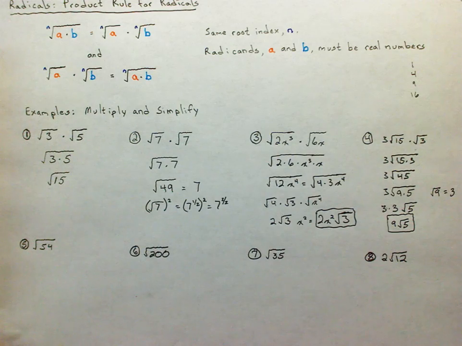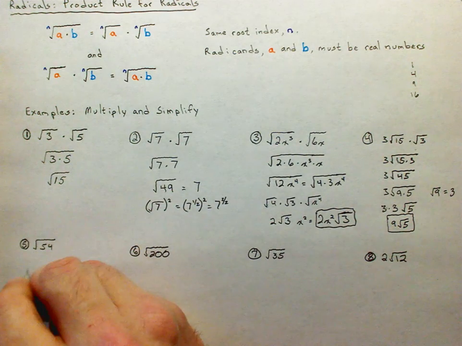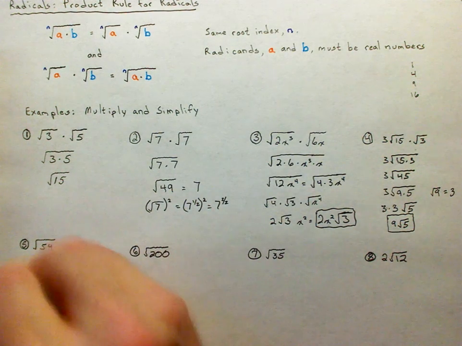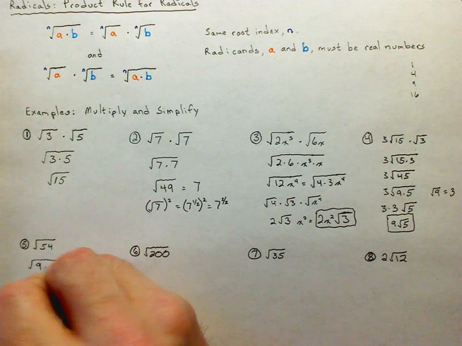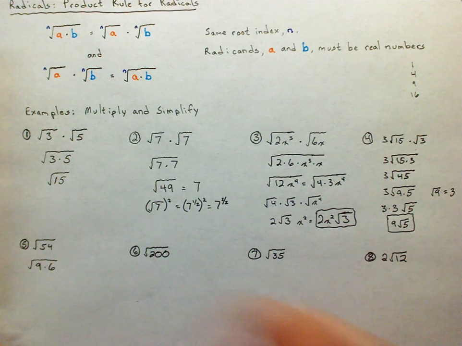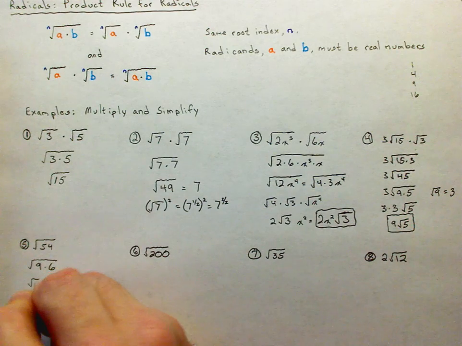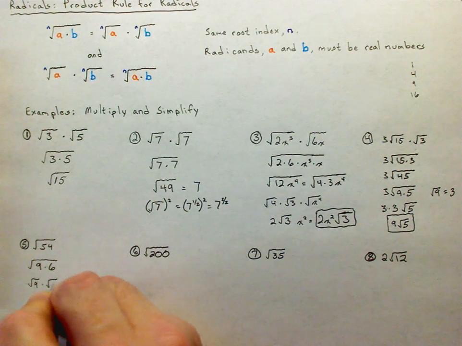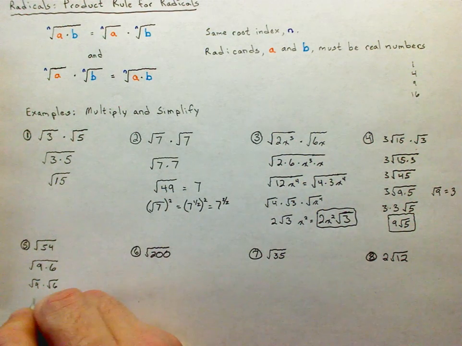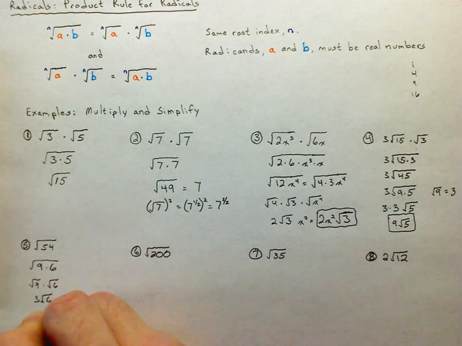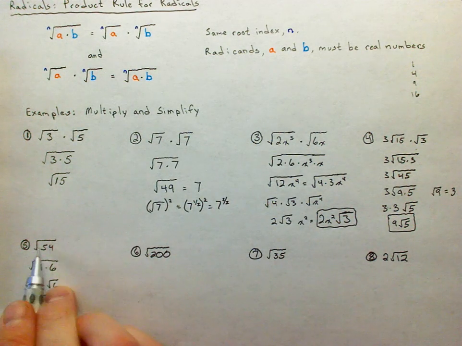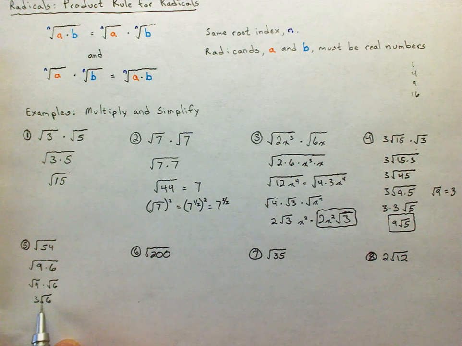Okay, what perfect square will go into 54? What is a factor? Well, 9 is a factor. So I can rewrite it like this. What is the square root of 9? 3. So again, you could type in the square root of 54 and then type in 3 radical 6, or 3 square root of 6.